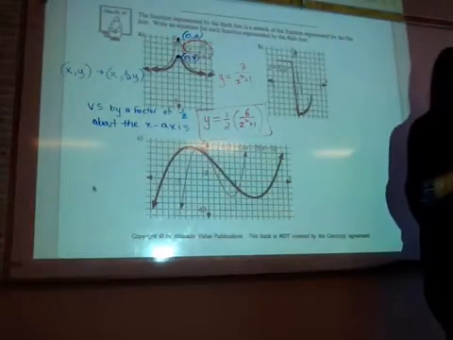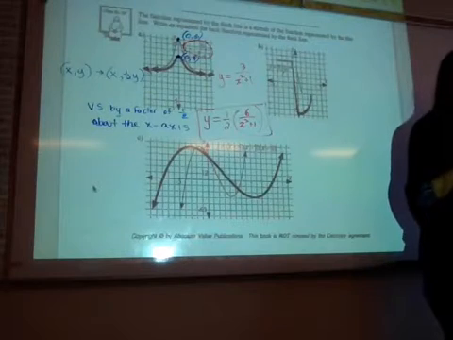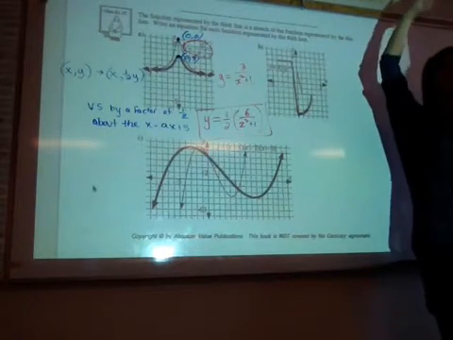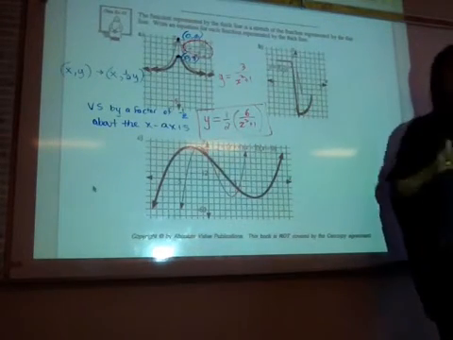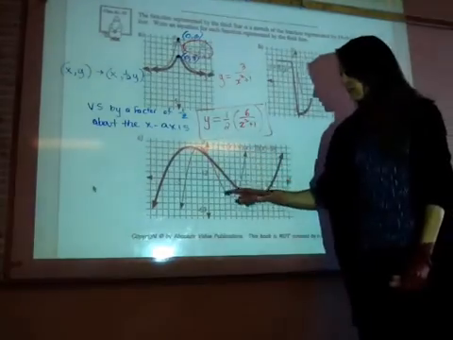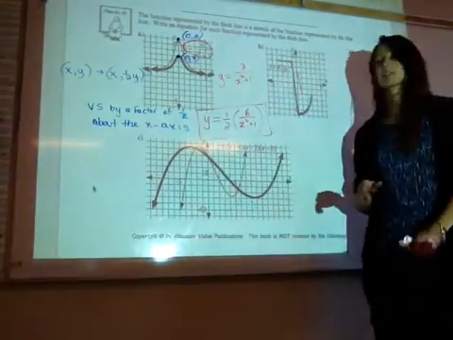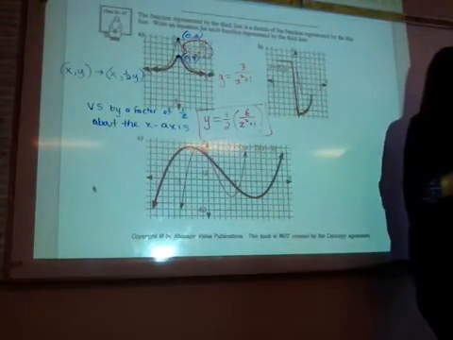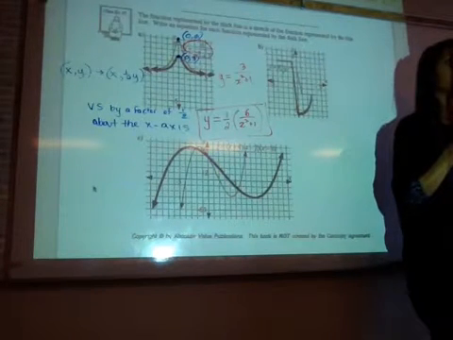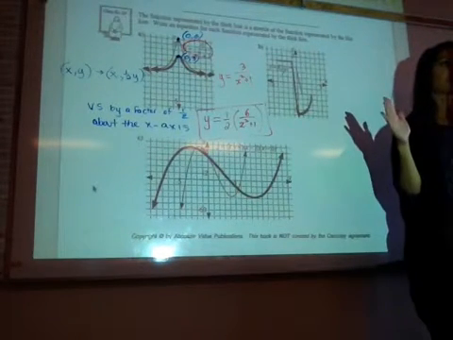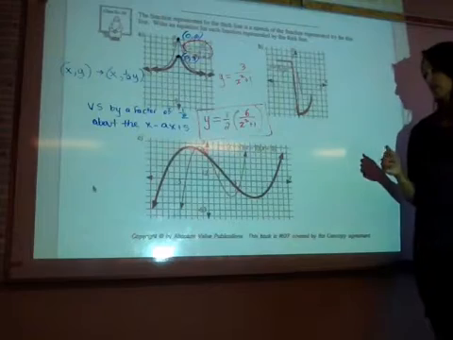No, it stays the same. So nothing's happening vertically. We're not stretching so that the y coordinates are getting bigger or smaller. But what about going from the thin line to the thick line? What's happening to the x coordinates? Okay, good. So the x coordinates are stretching, which means we have a horizontal stretch.